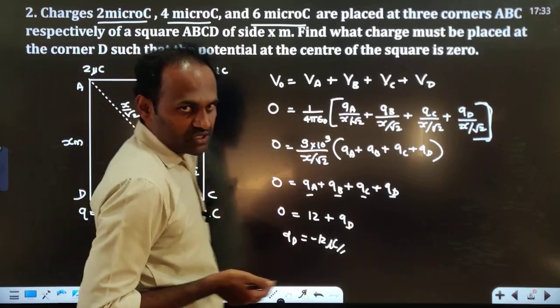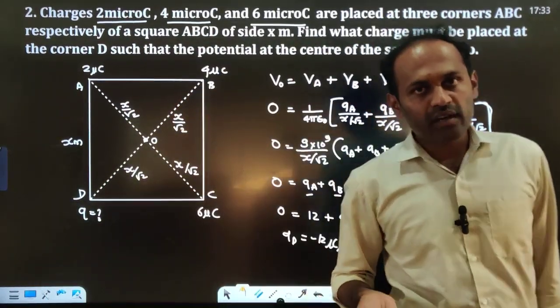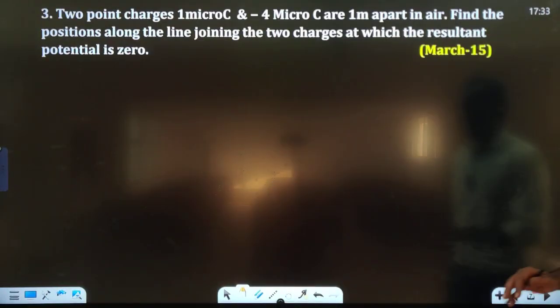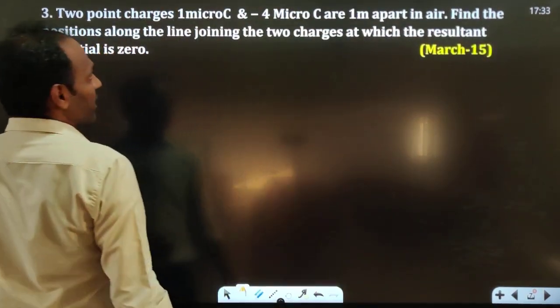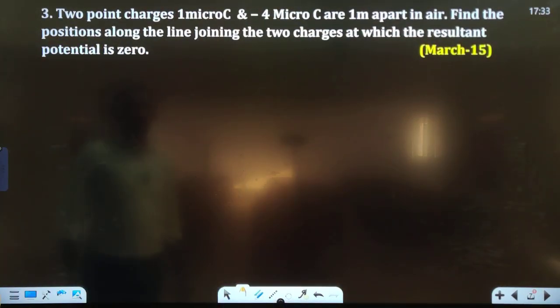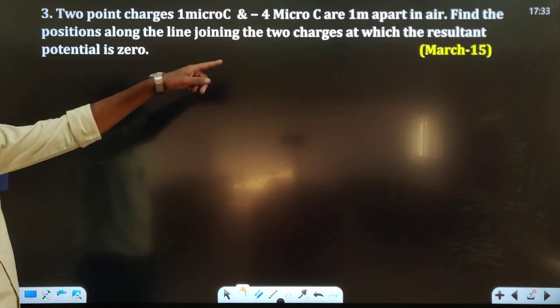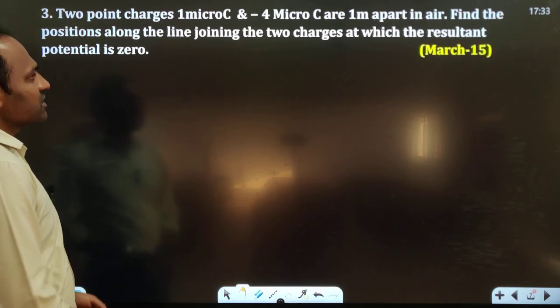This much will be the charge that we have to place at point D to get 0 potential at the center. Okay, we'll go to the next question then. 2 point charges, 1 microcoulomb and -4 microcoulomb, are 1 meter apart in air. Find the positions along the line joining the two charges at which the resultant potential is 0.